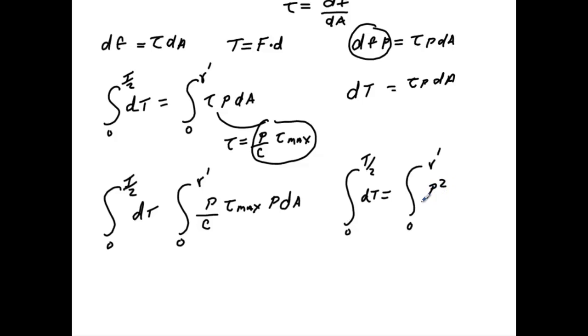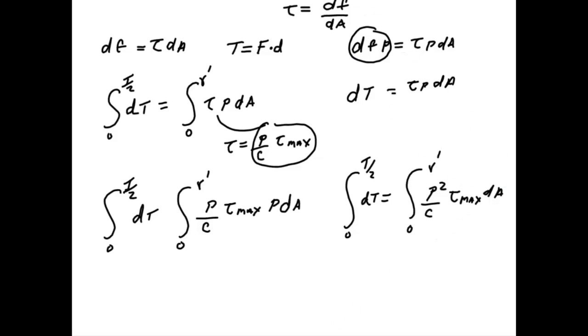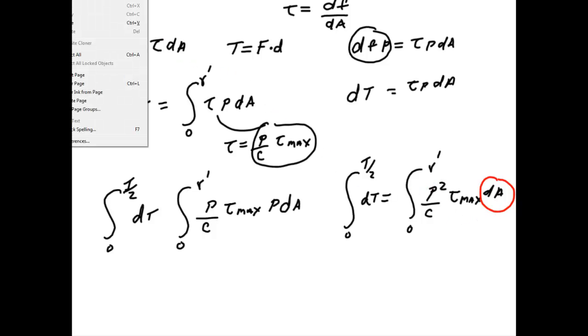P squared over C T max times dA. Okay, the interesting thing here is you have to solve for dA. And the solution manual really does a lousy job of that, and just this dA, or this 2 pi appears. Show you what to do here.